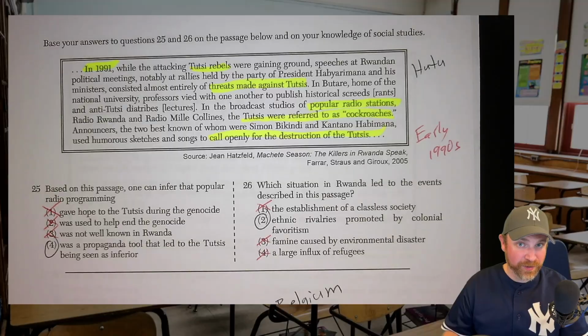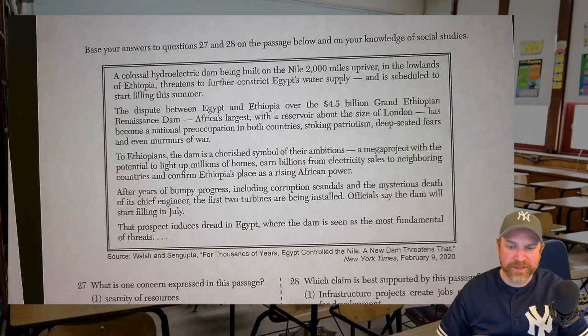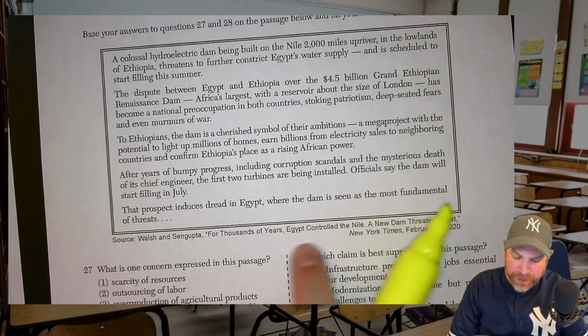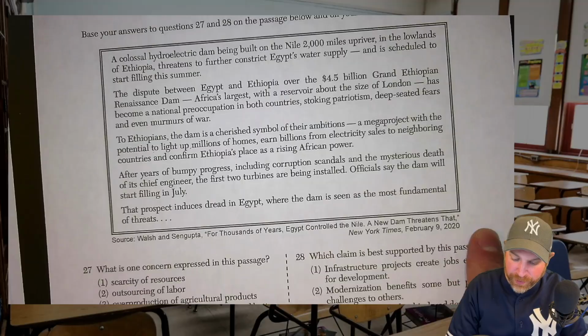A very hard question. We've got 2 more. Let's wrap this thing up. Okay, so questions 27 and 28 correspond with the source that says, for thousands of years, Egypt controlled the Nile. A new dam threatens that.